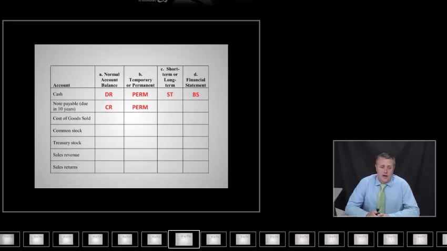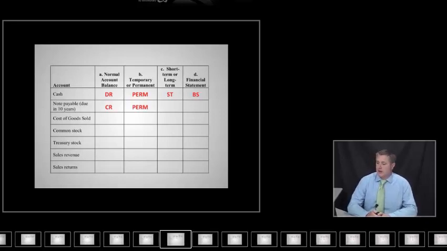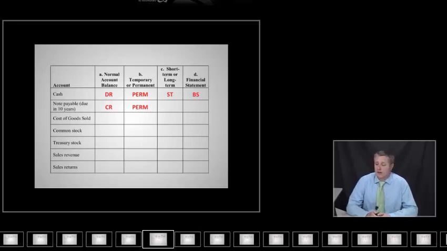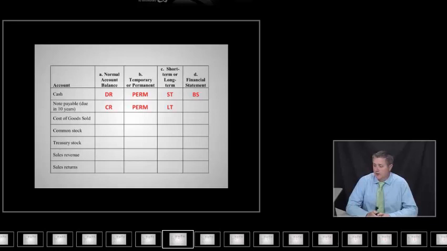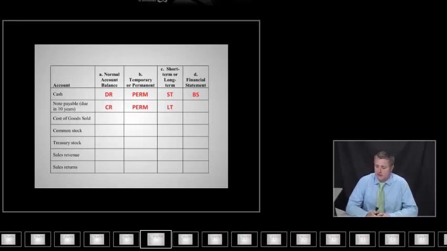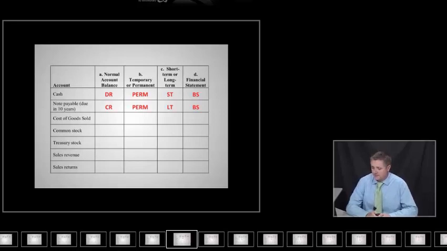Since it is reported on the balance sheet, it is also considered to be a permanent account, and as we mentioned already, it's considered to be long-term since it's due in 10 years. And then finally, notes payable would be reported in the liability section on the balance sheet.